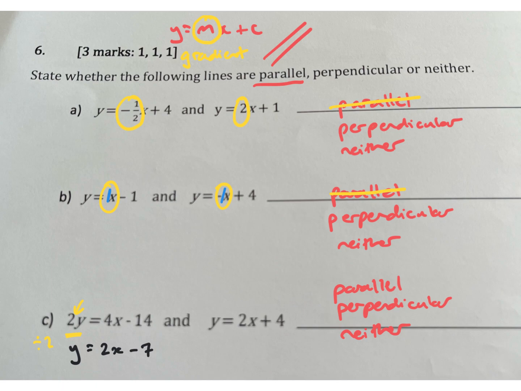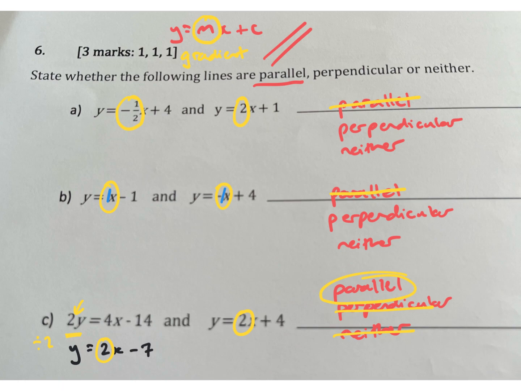Now we're going to look at that number at the front. We've got a 2. Well, we've got a 2. Okay, as soon as we reach the one that we've got, that means that this line is parallel, therefore it can't be perpendicular and it can't be neither. So the last one is parallel. All right, let's have a look at the next one.